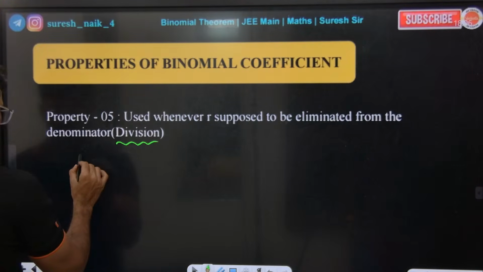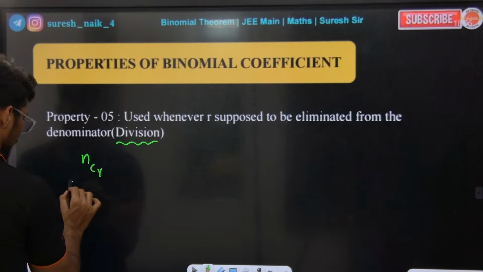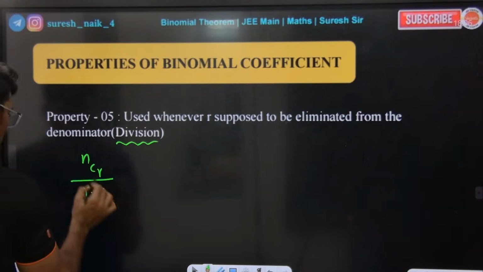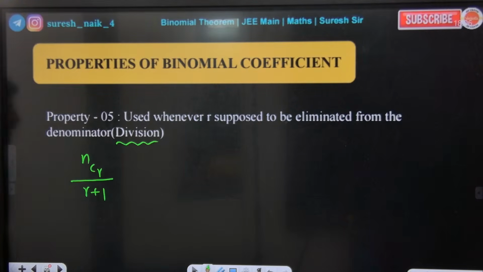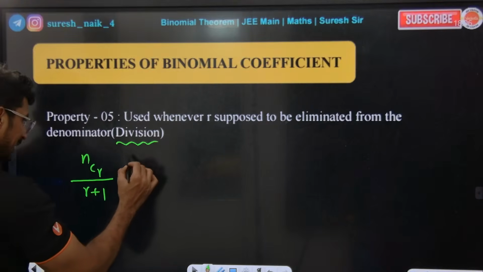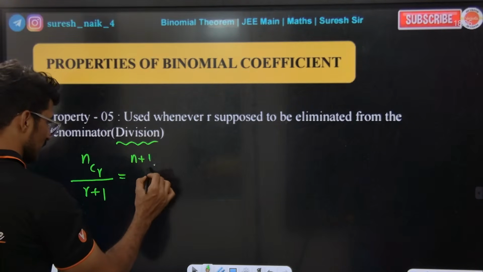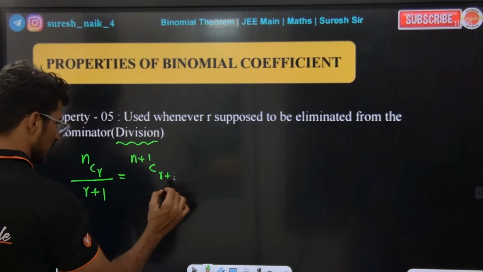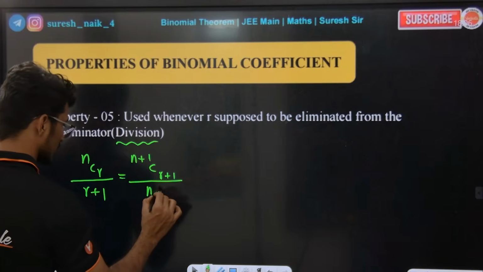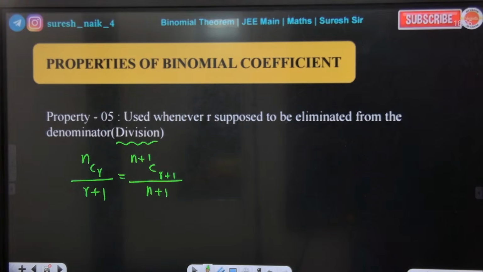Look, same formula: nCr by r plus 1. What is there below? r plus 1. To eliminate this r plus 1, what am I doing? Same. Above there is n, so n plus 1; below there is r, so r plus 1, divided by n plus 1. This one will be as it is again. Are you all clear?